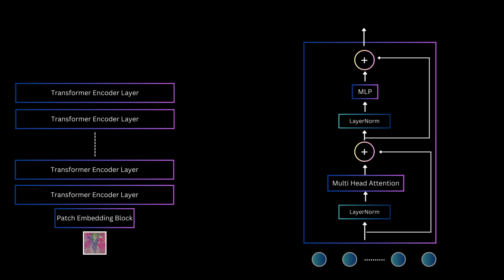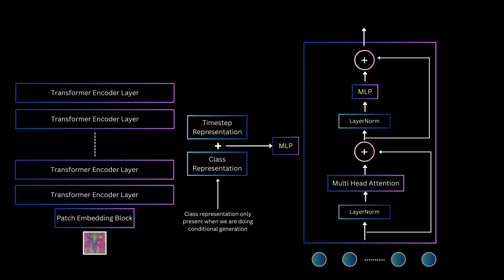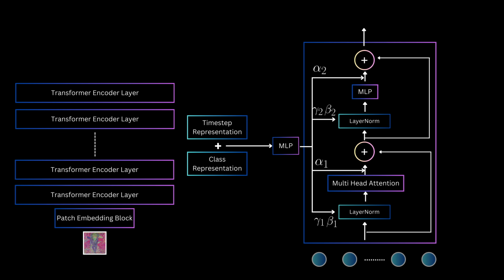The representation of time step and class condition was added together, and using an MLP, we predicted 6 sets of d-dimensional parameters. 4 of them were the affine parameters for both the layer norms, and 2 of them were scale parameters for scaling the output of both MLP and attention modules prior to residual connection. And during initialization in DIT, the scale values are all set to 0, such that the entire DIT block acts as an identity block at the start.